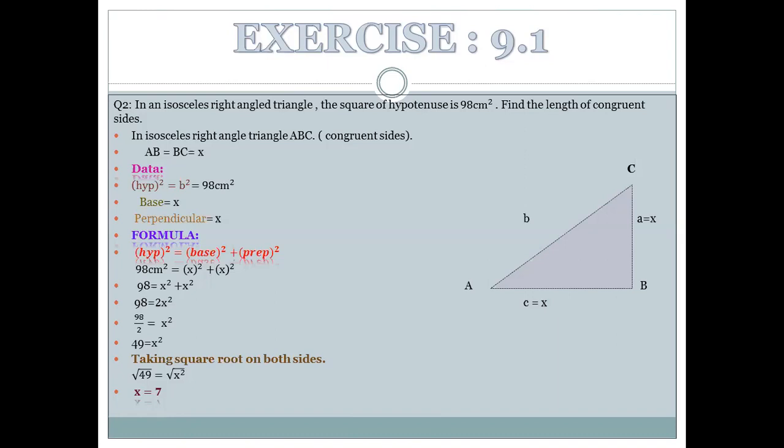X square plus x square, 2x square. We divide 98 by 2, x square is 49, and after taking the square root of it, the side x is equal to 7 centimeter. It means that base as well as the perpendicular, they both are 7 centimeter. Is it clear? Come to question 3.